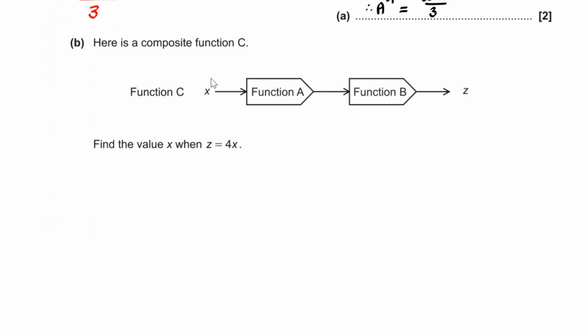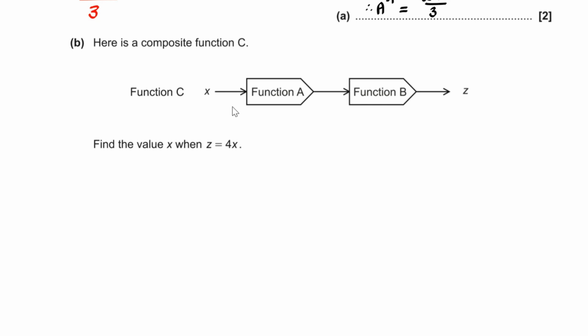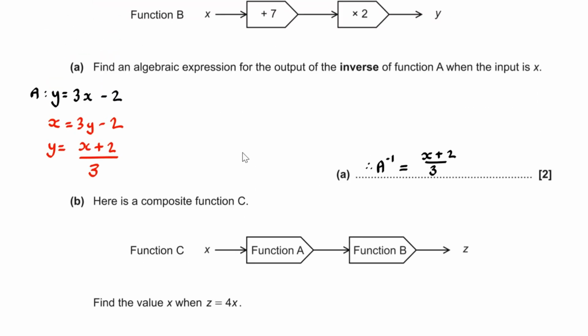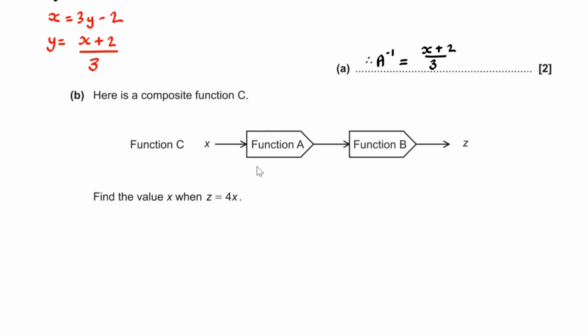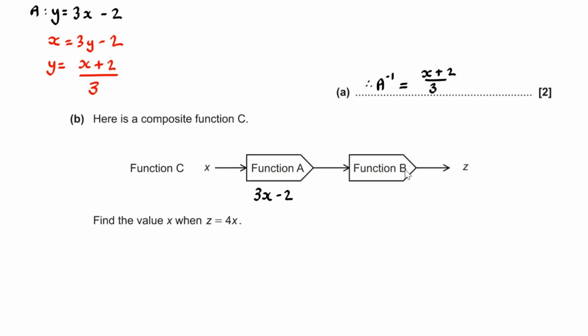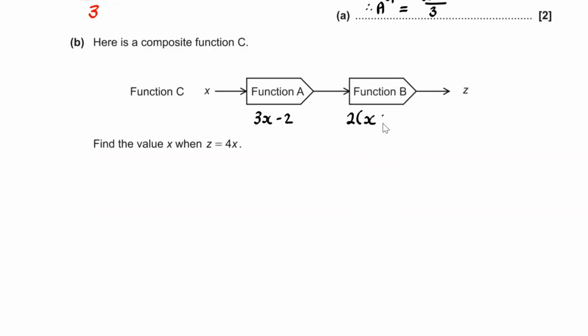And now for part B, here is a composite function C. We take x, we have function A, then we apply function B, and then we get z. We have to find the value of x when z is equal to 4x. So what we need to do here is actually find out our function C. So we take x and we put this into function A. Now function A, you'd find that to be 3x minus 2. And then function B, that is x plus 7 lots of 2. So we've got 2 lots of x plus 7. And then we get z.